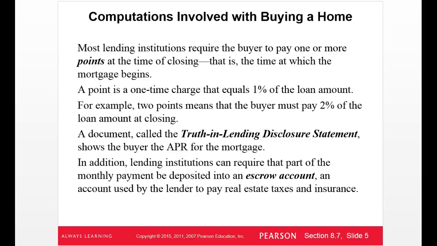All right, and then the truth in lending disclosure, that shows the buyer the APR for the mortgage as time goes on, so they can see, hey, 2 years in it's going to go up, 4 years in it's going to go up again, so they know kind of how to adjust their schedule as time goes along. And then an escrow account. A lot of times, if your bank or whomever you get your mortgage through, they will have set up an escrow for you where you can pay taxes and insurance through that account.